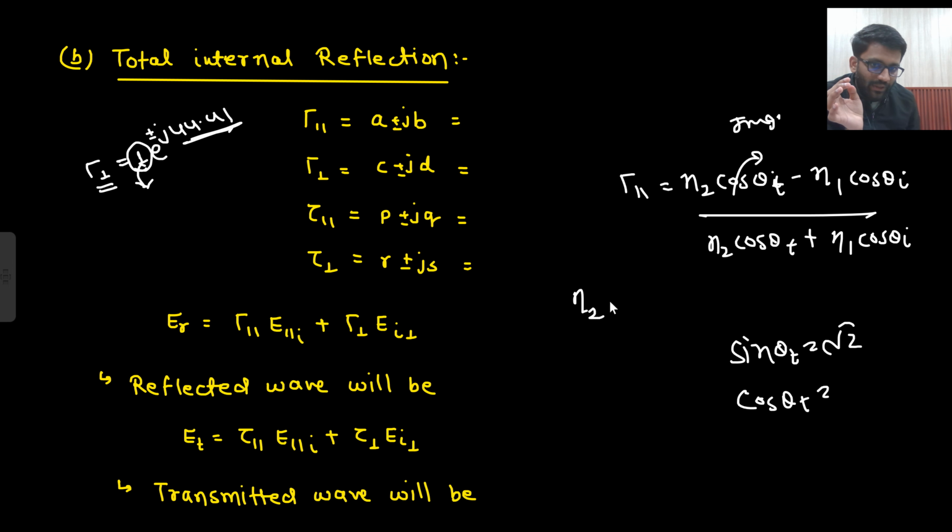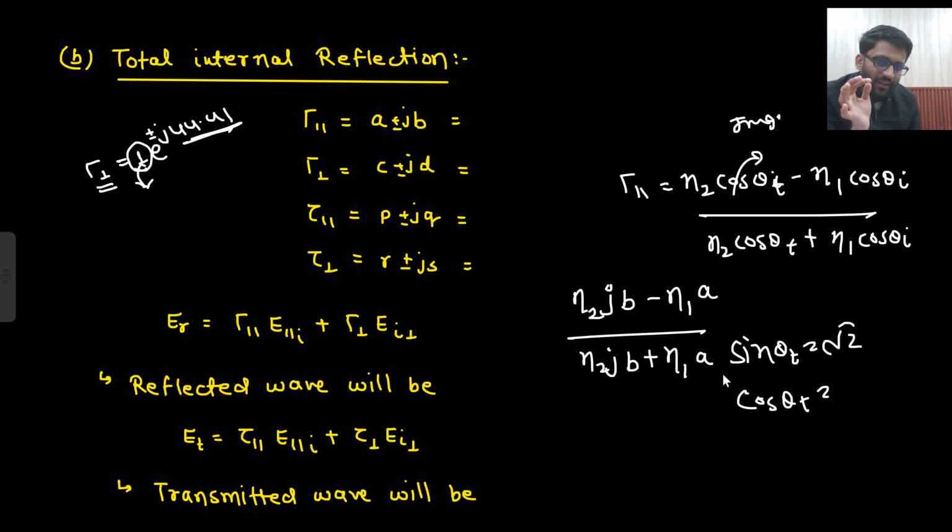So this could be eta 2 into some imaginary value. In our case it was 1, but it can have some imaginary value. Minus eta 1 cos theta i. That will be real. So this has some real value, that is A, divided by eta 2 j beta plus eta 1 A. Cos theta i will be real, so I am writing real here. Cos theta t would be imaginary, so that's why I am writing imaginary here.